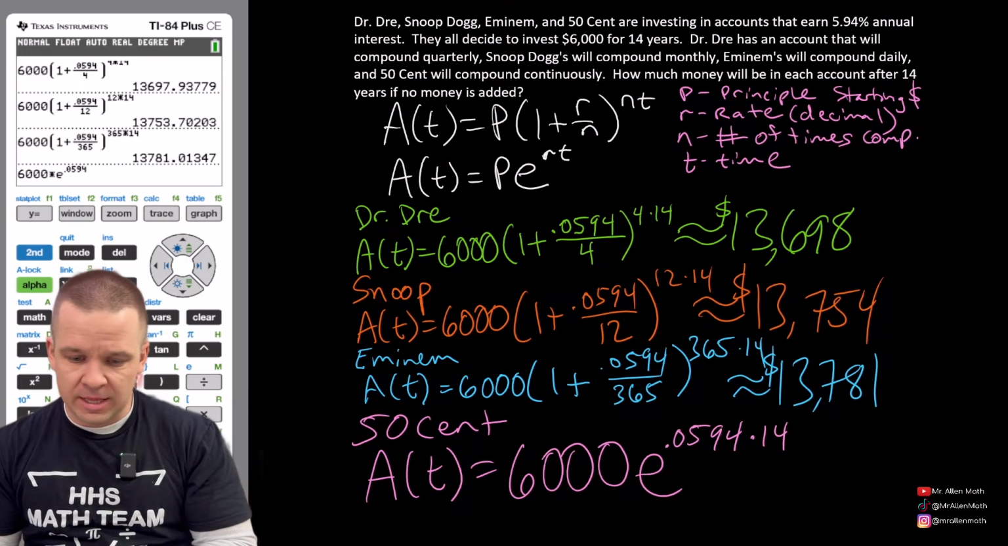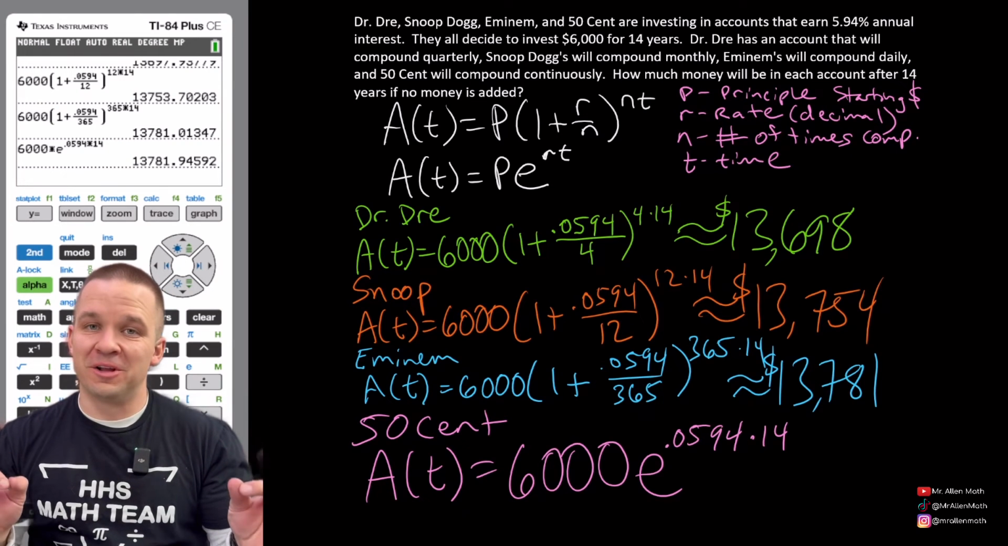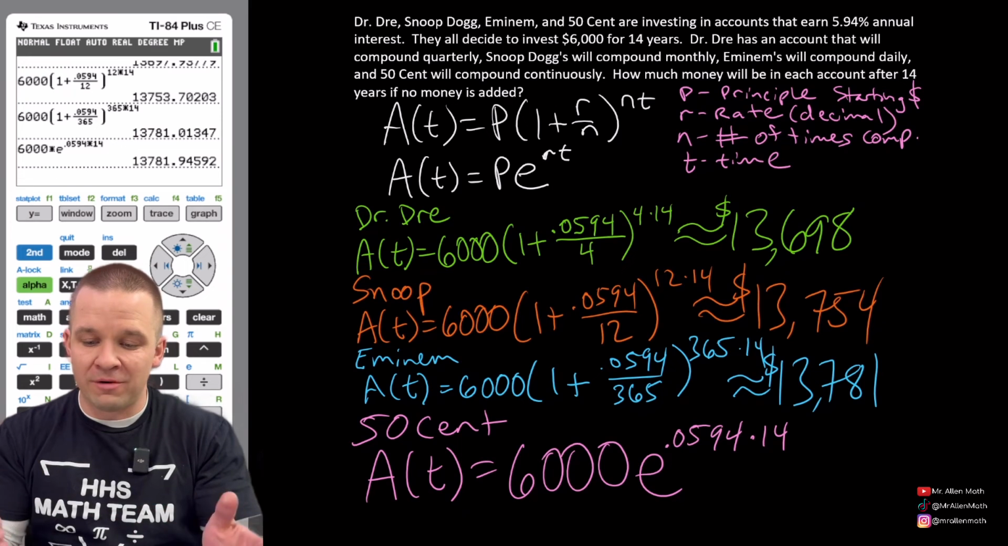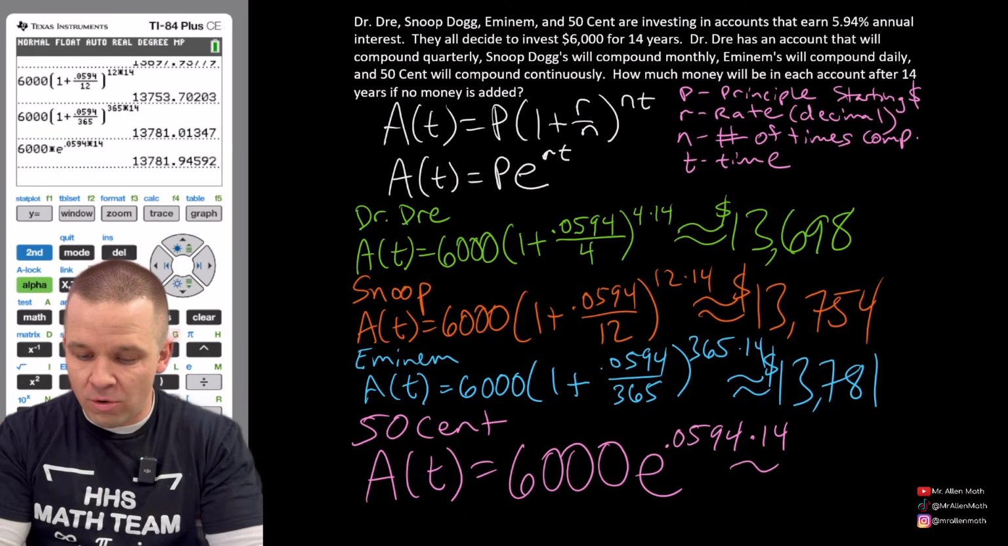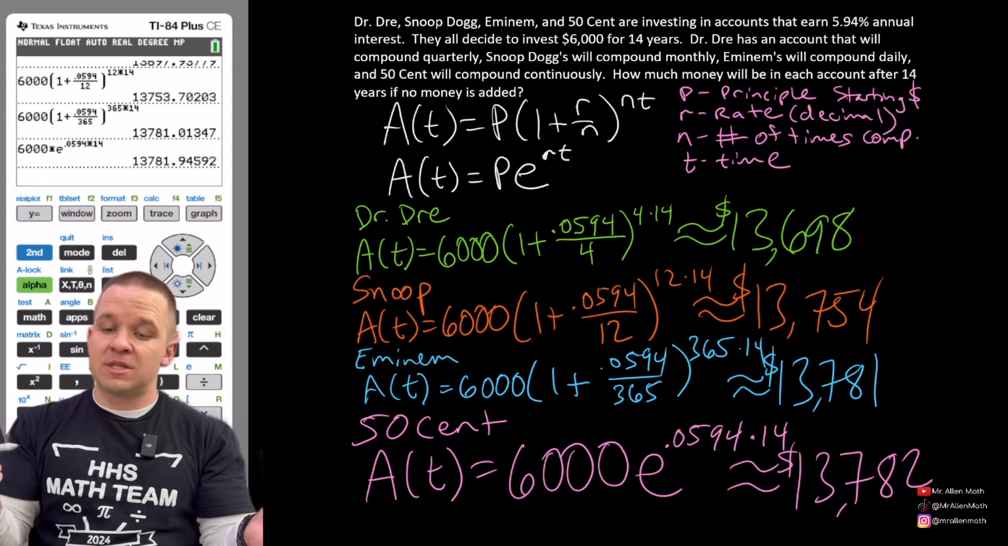0.0594. And then times 14. Ooh, man, that's really, really close to the daily, isn't it? It's only just under $1 more. We'll round it, and it will be, in fact, $1 more. So we have 13,782 to the nearest dollar. But the more you compound, it seems is the better, right?